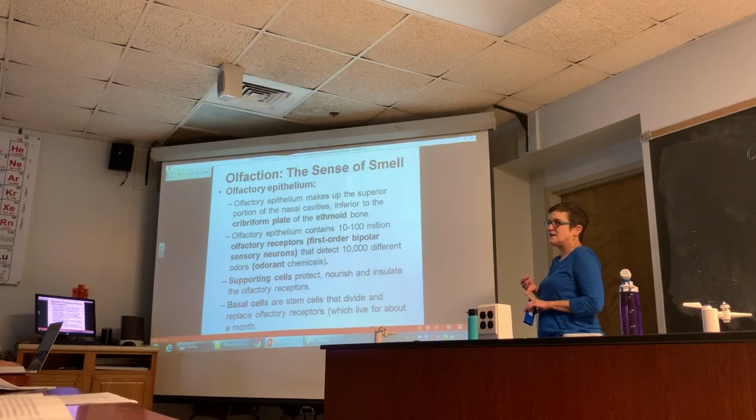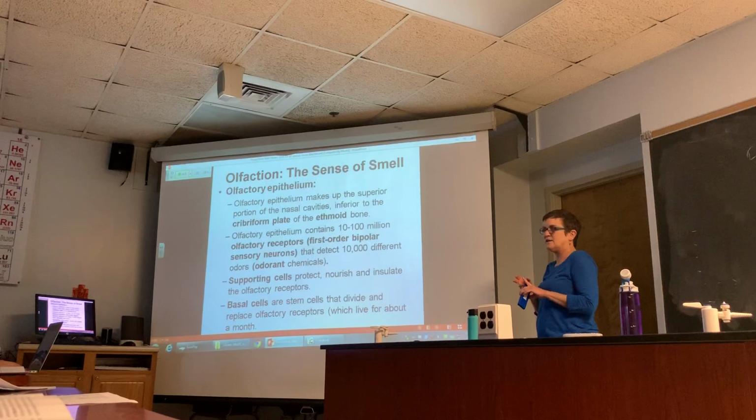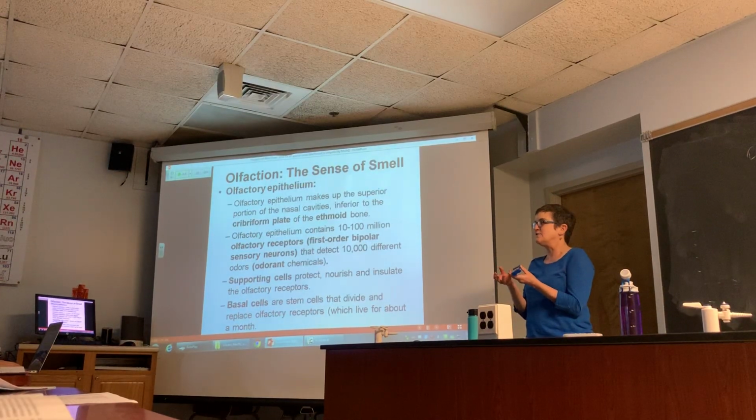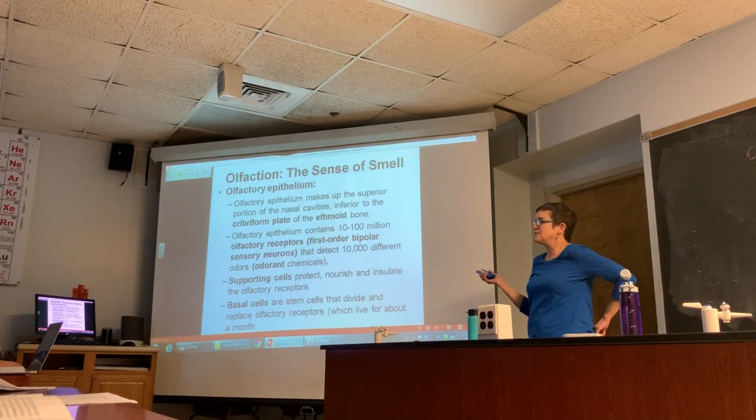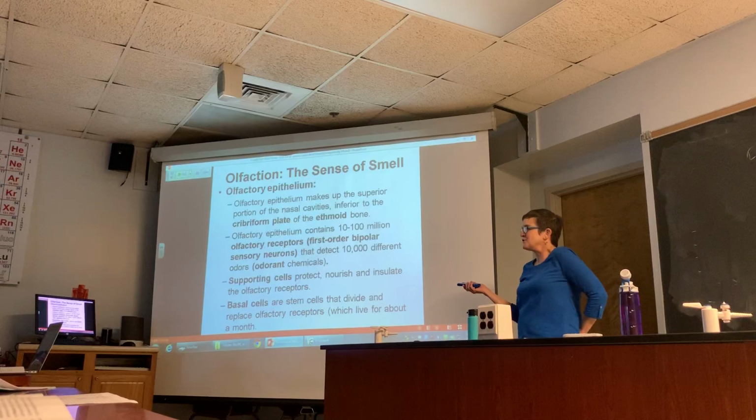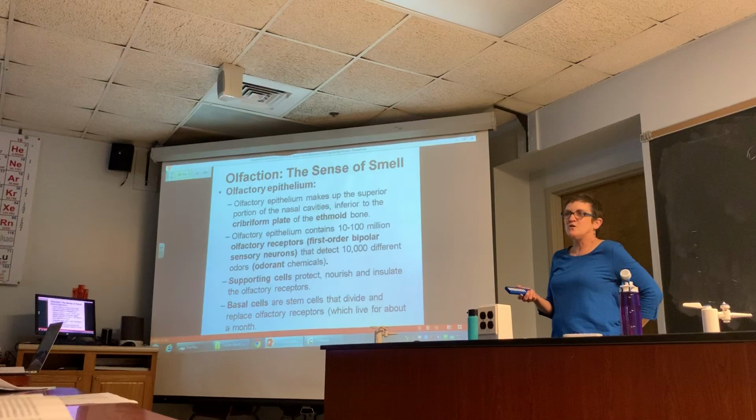There are also supporting cells in the olfactory epithelium that protect the receptor cells, nourish them, and electrically insulate them, kind of like the myelin sheath insulates. And then there are also basal cells, which are stem cells that divide and replace those olfactory receptor cells. Oddly enough, whoever your instructor was last semester probably told you that neurons don't get replaced. They die, and if they die, they're dead, they're not going to get replaced.